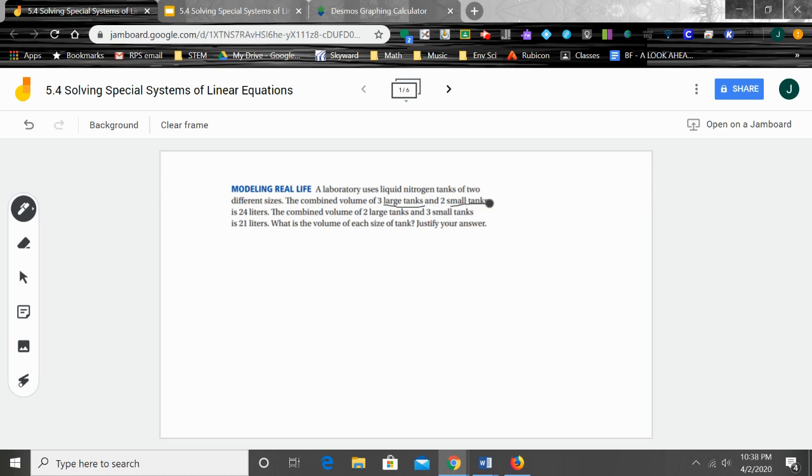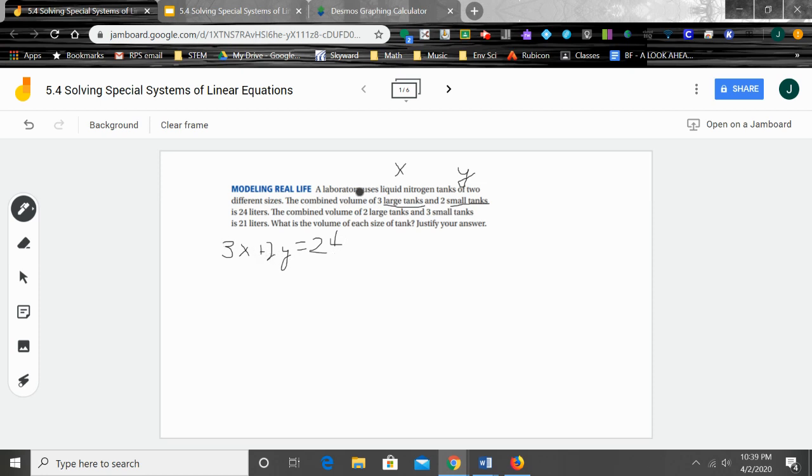So an unknown quantity in mathematics, we just use a variable for. So we don't know the large tank, so we'll just call that x. We don't know the small tank volume, so we'll just call that a y. And what we can do is using the variables instead of the word large tank, we can create an equation. So we have 3 large tanks, we'll just call that 3x. And we have 2 small tanks, so we'll call that 2y. And that has a volume of 24 liters.